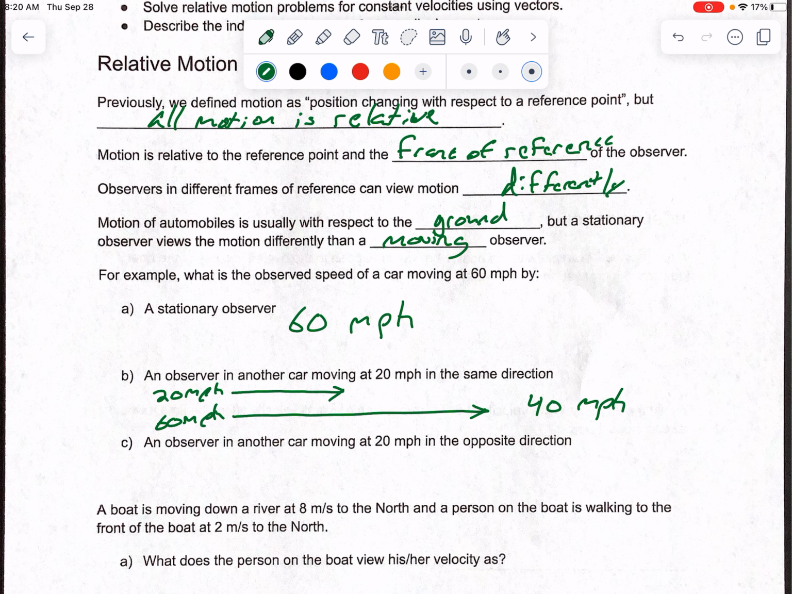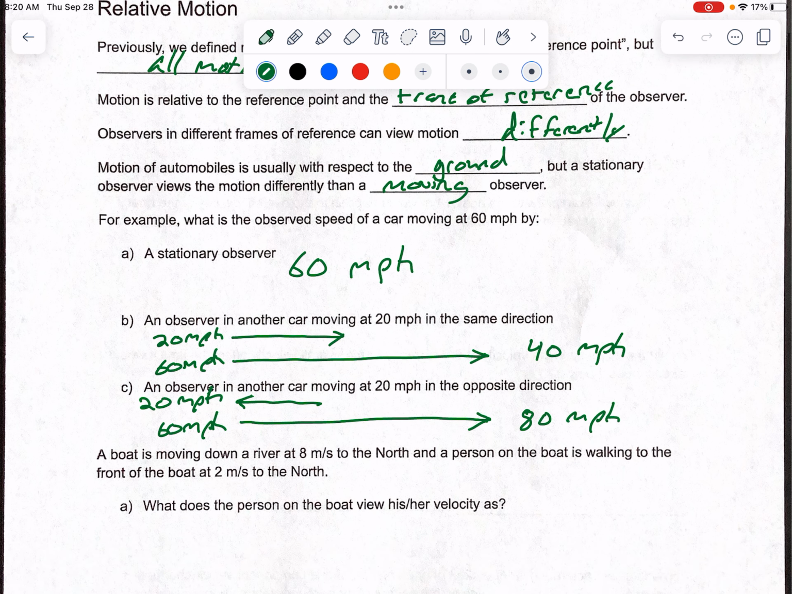Now, if you take that same car that's going 20 miles per hour and move it the opposite way, and the other car is still going 60 miles per hour, now it's going to look like they're going 80 miles per hour because you're going opposite directions. We didn't change the speed of the car at all. We just changed our reference point each time.